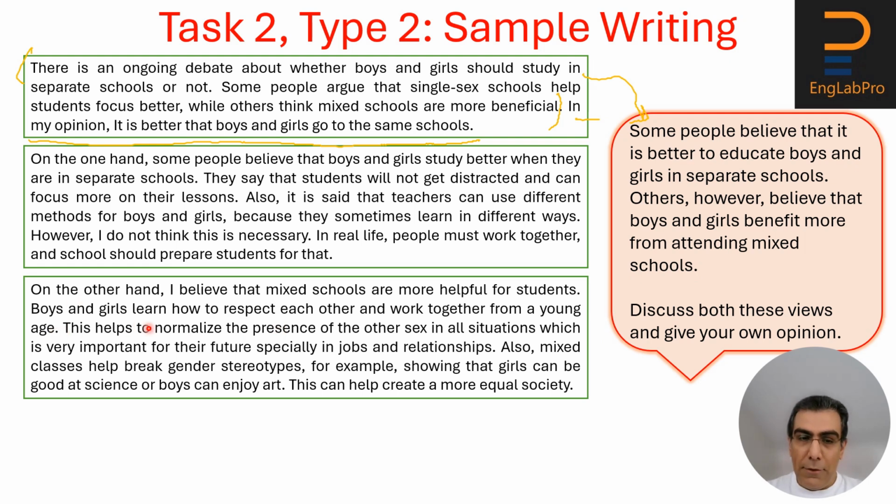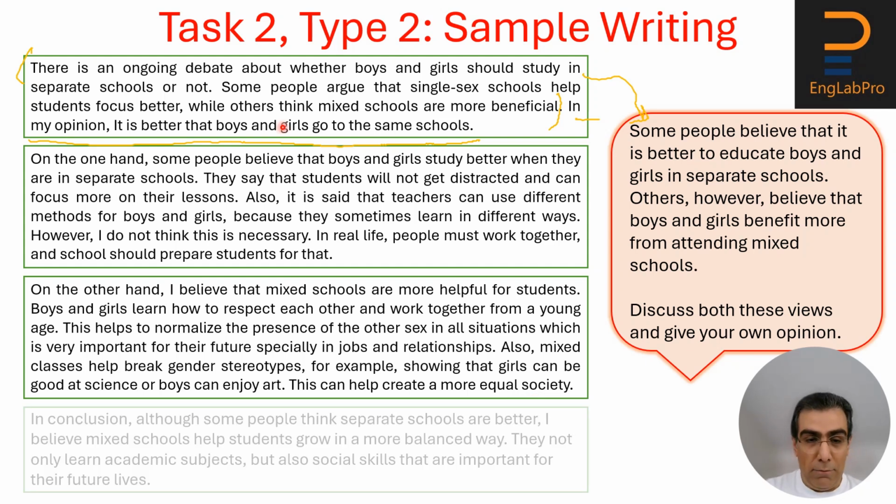Why? Boys and girls learn how to respect each other and work together from a young age. This helps to normalize the presence of the other sex in all situations, which is very important for their future, especially in jobs and relationships. My first reason. And it was actually discussed in two sentences. Also, mixed classes help break gender stereotypes. This was the second reason, and I want to develop it by giving examples. For example, showing that girls can be good at science or boys can enjoy art. This can help create a more equal society.